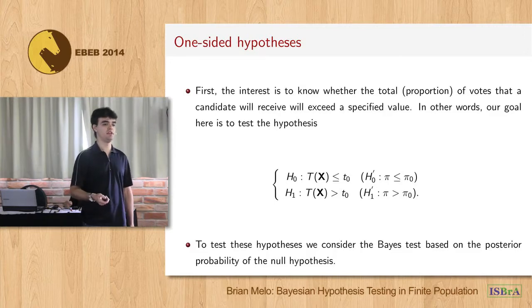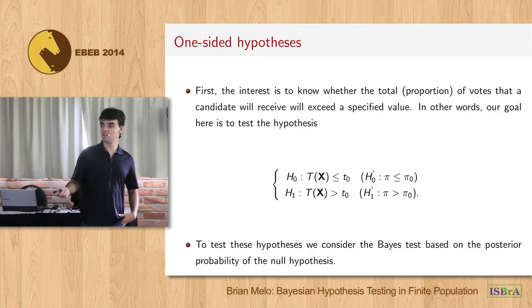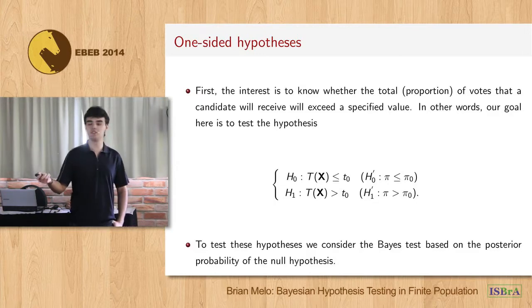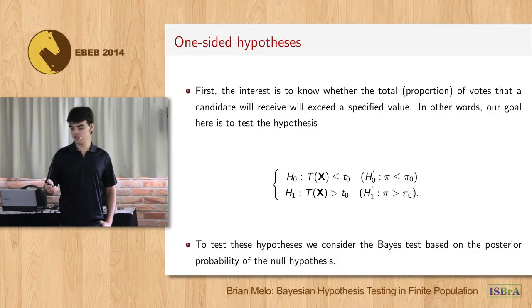Now the interest is in knowing the limit of the votes that a candidate will receive. Will he receive more than 50%, 60%, 70% of the votes? To do this, we will test the one-sided hypothesis. Then we have, for the finite population model, the hypothesis on the operational parameter, and the equivalent hypothesis for the superpopulation model considering the parameter pi. And in this, we consider just the procedure based on the probability of the hypothesis. We just calculate the posterior probability of H0 to compare these models.